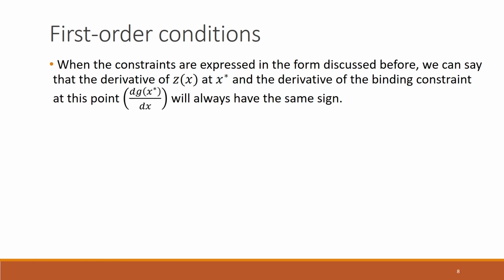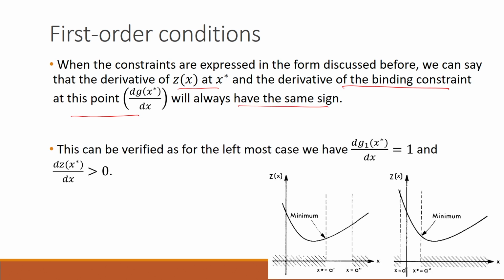When the constraints are expressed in the standard form that we just saw, we can say that the derivative of the function z at x star and the derivative of the binding constraint at this point, which is given by dg/dx at x star, will always have the same sign. Now, let us see why that is the case.